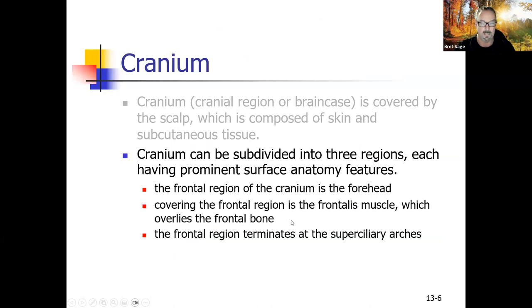Now, the name of this muscle has been changed, so just keep your eye open. Sometimes it's called the frontalis. Sometimes it's called the frontal belly of the frontalo-occipitalis, and sometimes it's called the frontal belly of the epicranius, which I think is where it is now in those iterations. The frontal region terminates at the superciliary arches, which is your eyebrow region.